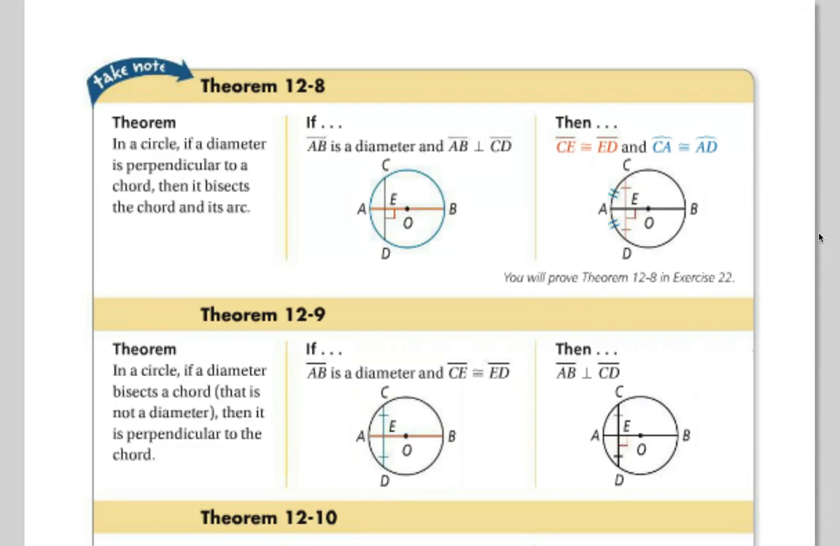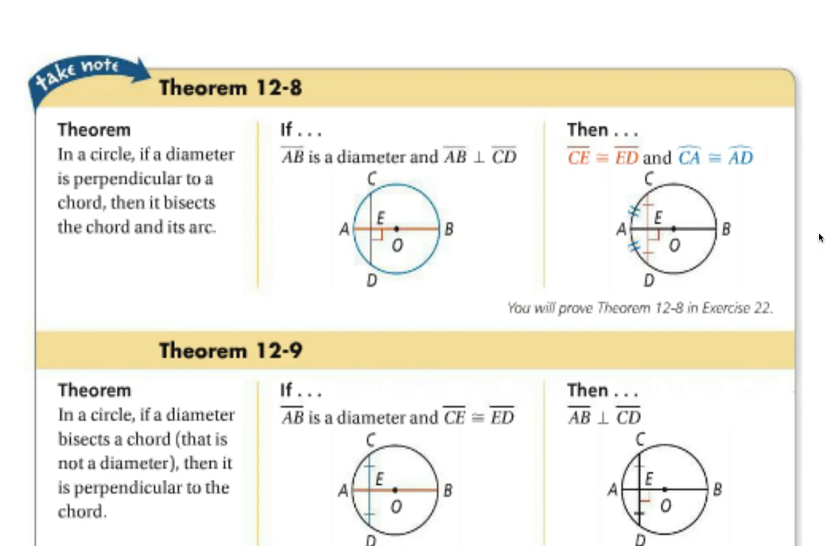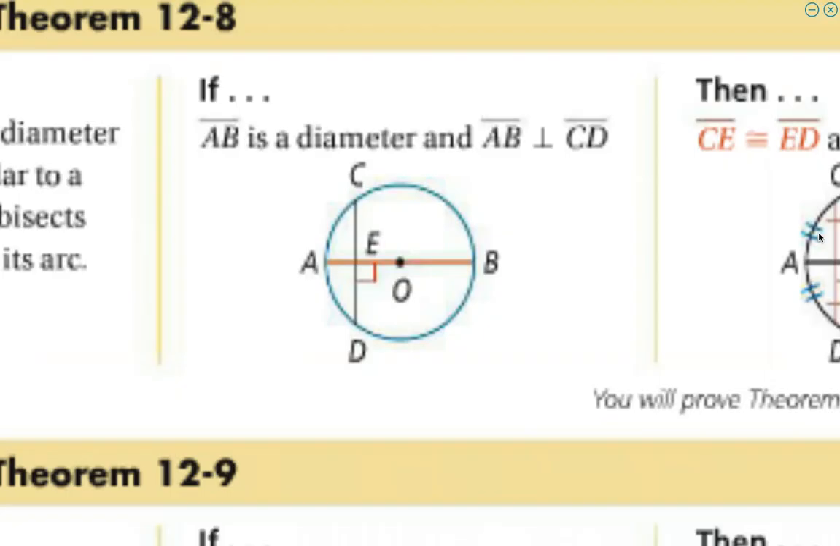All right, theorem 12.8. In a circle, if a diameter is perpendicular to a chord, then it bisects the chord and its arc. So if a diameter, so AB, is perpendicular to a chord, so it's perpendicular to CD, then it bisects it.